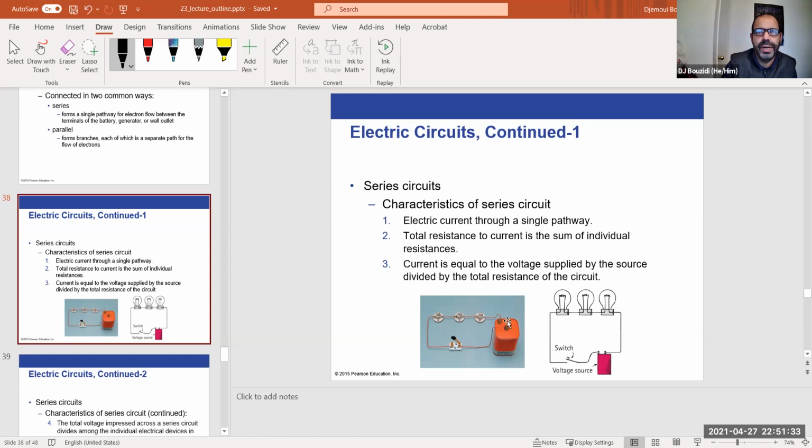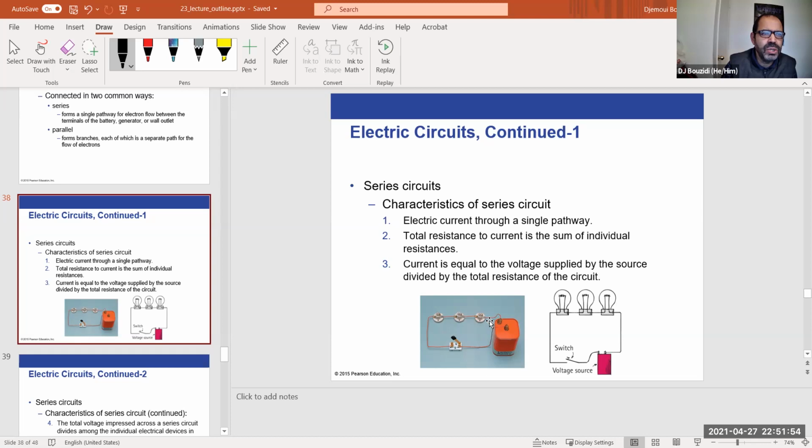Obviously what's going on in here is that the charge, let's say for example, 10 coulombs, started moving. The same 10 coulombs will go through this device, through this device, through this device, and then come out through the switch and are collected back in here. So the current is the same.